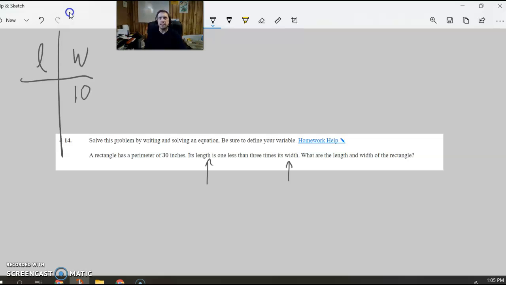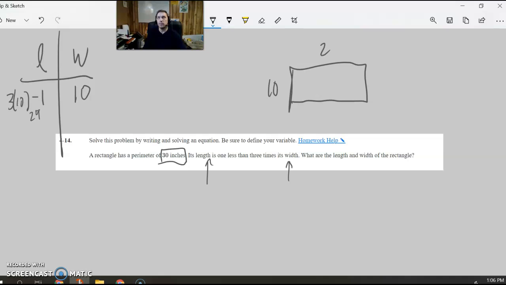So if I guess the width is 10, the length is 1 less than 3 times 10. So 3 times 10 is 30. So it's 3 times 10 minus 1. You can figure that out. Would that give you a perimeter of 30 inches? I can see it's going to be too big because that's 30 minus 1, which is 29. You'd have 29, 29, 10, and 10 if you're going around a rectangle. So that's a guess. Try another guess and see if you can figure out how to use W for width and what you would identify as the length.